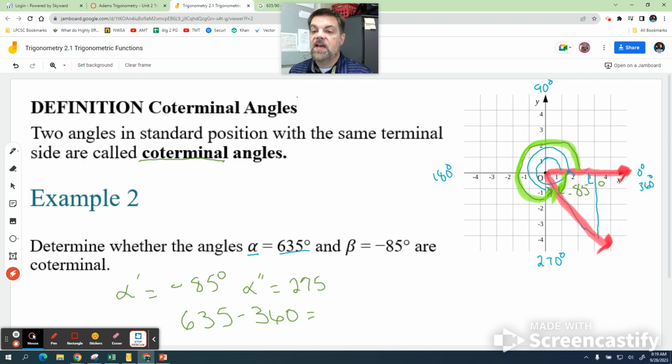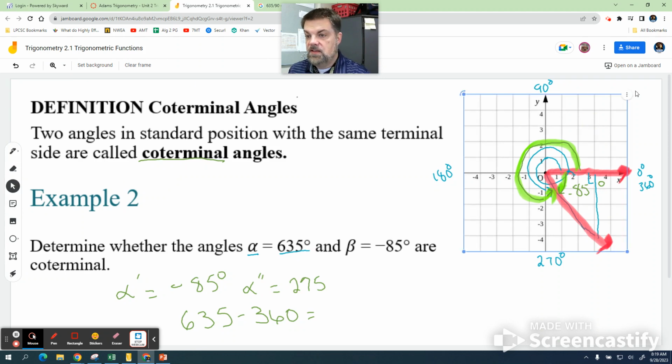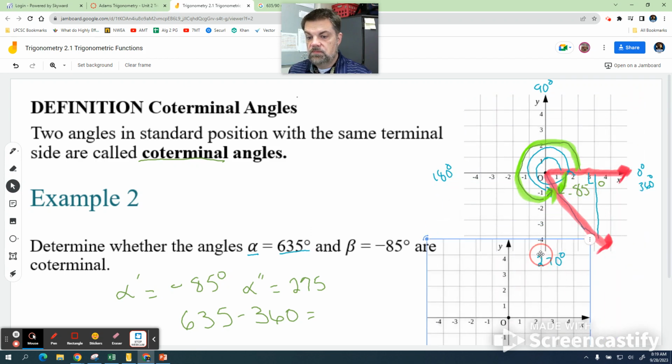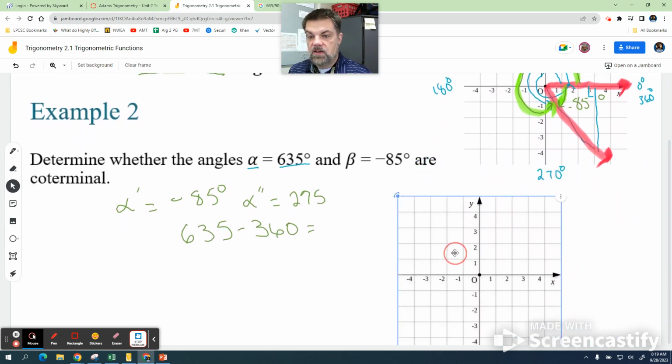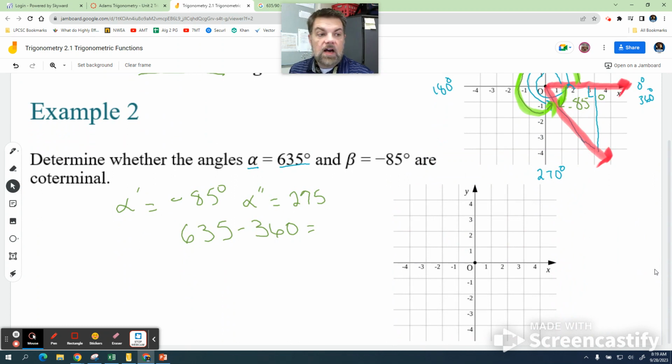Let's try it again with beta. Okay? So now for beta, let me make a copy of this. I'm going to slide down here a little bit. All right, so for beta, we're basically going to do the same thing. We always start at the initial side, which is right here.